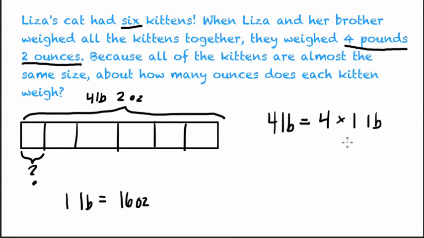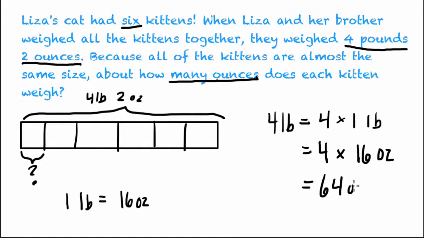So now our problem becomes, instead of just 1 pound, we can change it to ounces, because that's what we wanted. How many ounces does each kitten weigh? So we're going to change that to ounces, so 16 ounces. And now our problem becomes just a little easier. So 16 times 4 is 64 ounces.